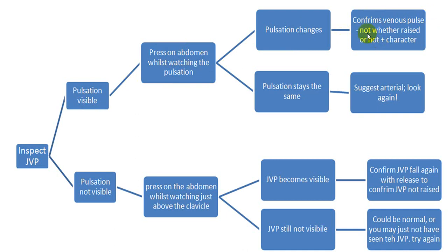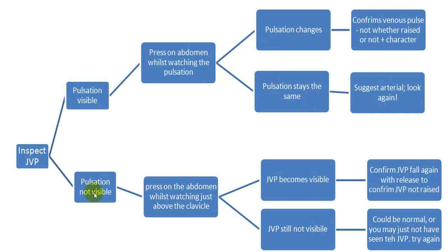and note whether raised or not. So when you press and if it gets increased, it is in favor of hepatojugular reflex. And if the pulsation doesn't change, it is more likely to be arterial. This is one very easy way to confirm whether it is venous or arterial.